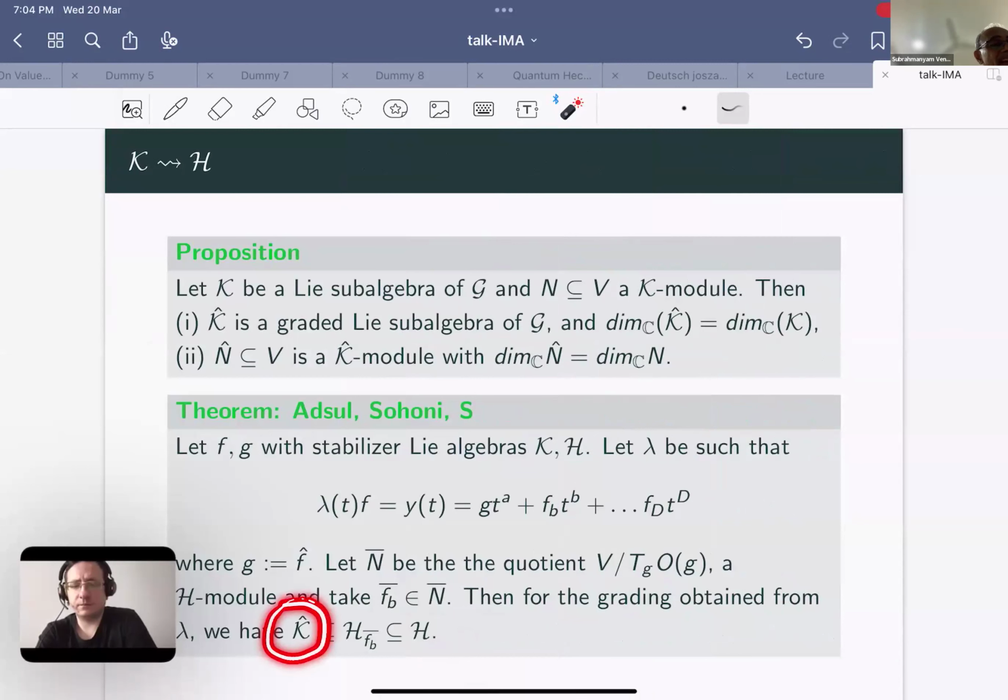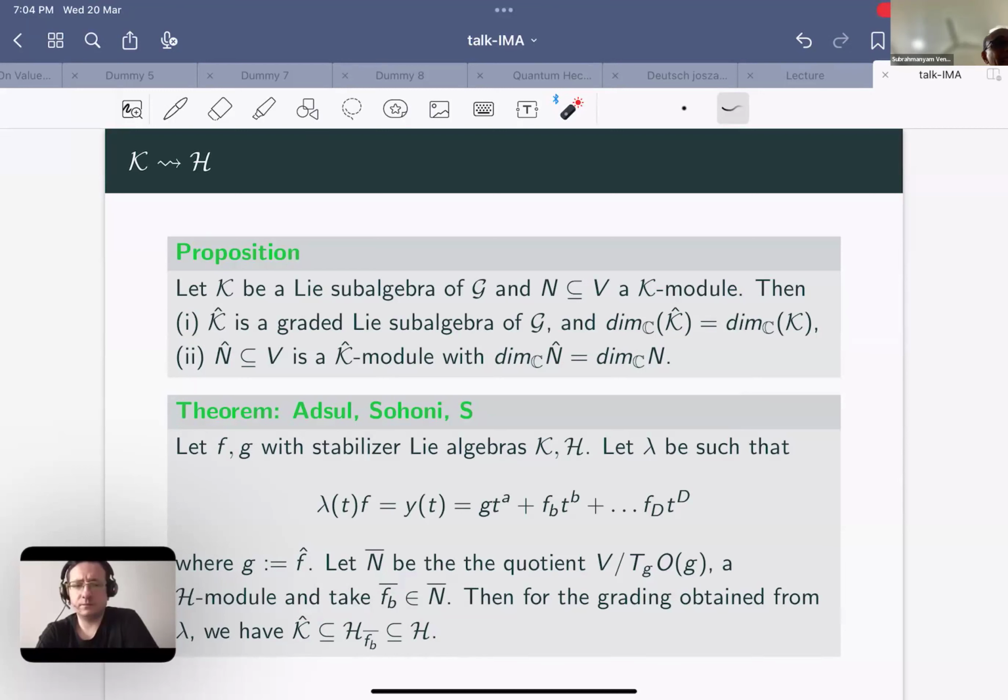Because this is G_F hat and this is G of G. Is this clear? So this is how these elements get into this. All the leading terms. So you write down K, write down all the leading terms of every element in K, all those elements have to get into H.